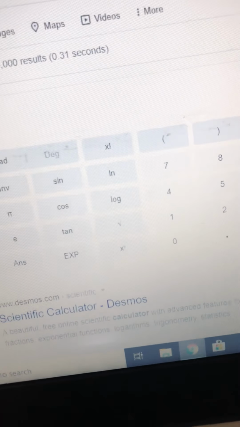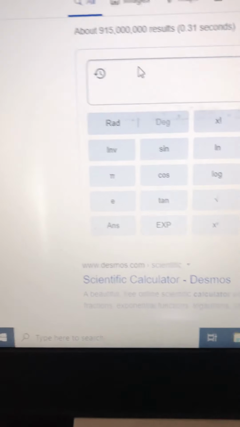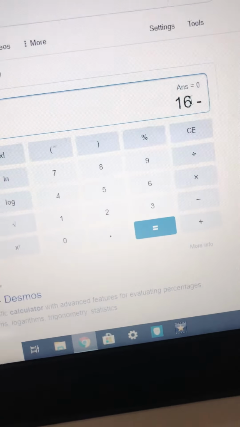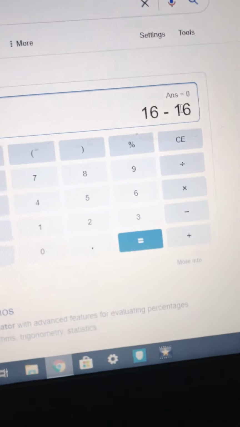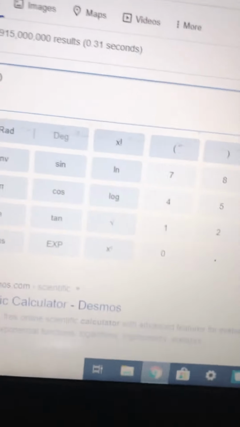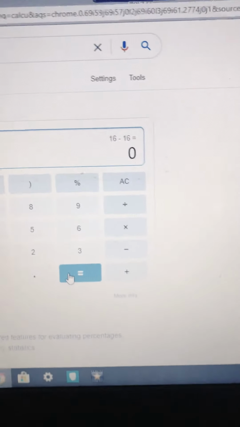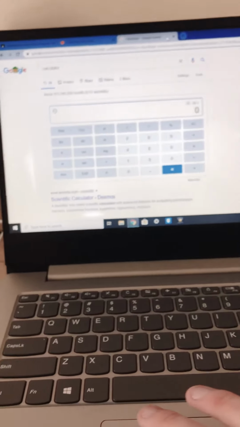Right. Okay, so 16. It's not 0. 16, that's some foreshadowing, minus 16. Now let's let this calculator die because the thing's too complex. Whoa, I never would have guessed. 16 minus 16 equals 0.